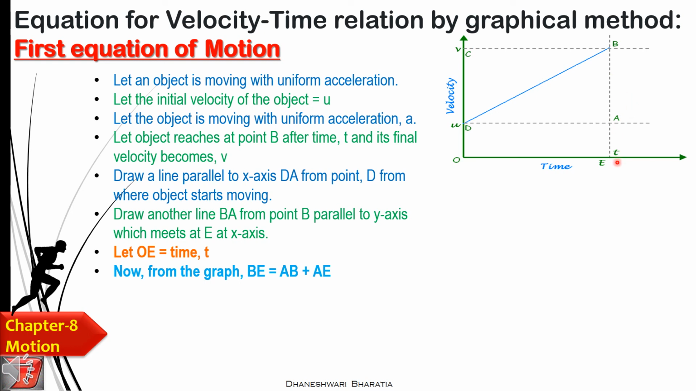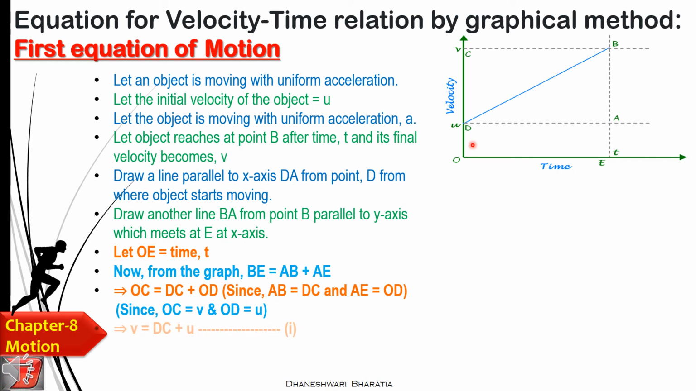So what is the value of AE? U. And what is BE? It is going to be V, right? So have a look at this. OC is equal to CD plus OD. Just like we have AB equal to CD and AE equal to OD, right? So let's substitute the values here in the equation. What are we going to get? V is equal to DC plus U. Give it as first equation.